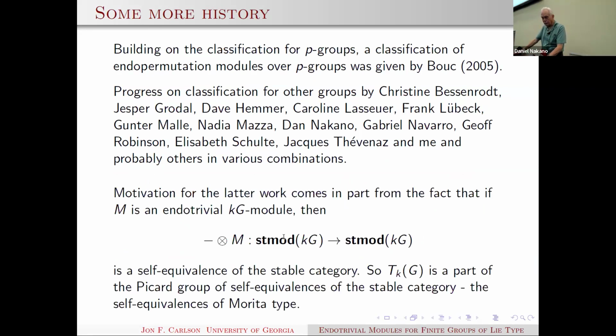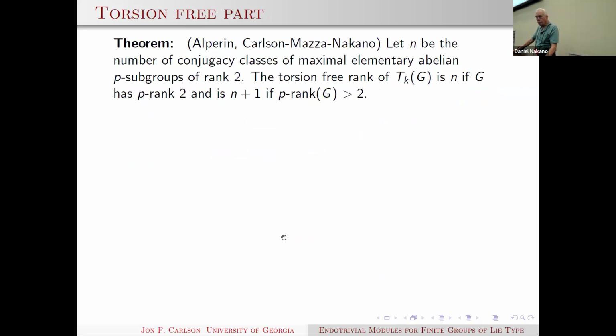In various combinations. And the motivation for a lot of this is that these endotrivial modules are basically the Picard group of the stable category. So we're interested in the Picard group of the stable category, and these are self-equivalences of the stable category of Morita type. That is, when you tensor with an endotrivial module, it gives a self-equivalence of the stable category.